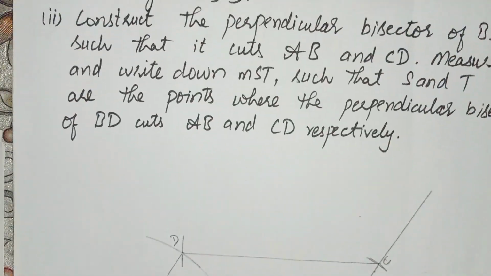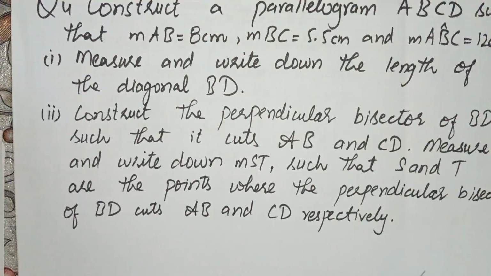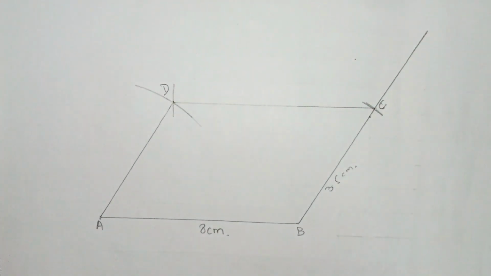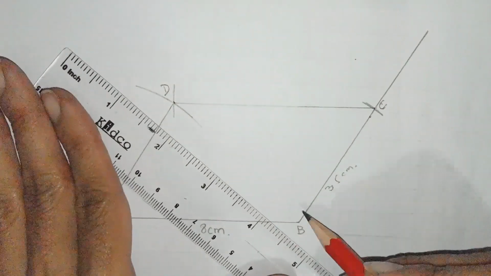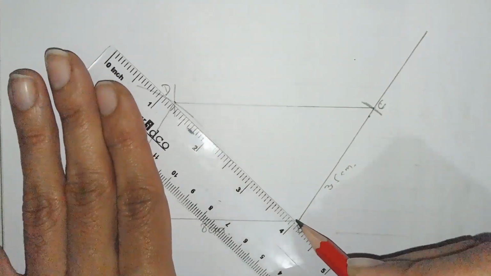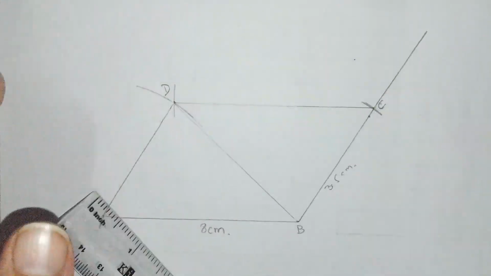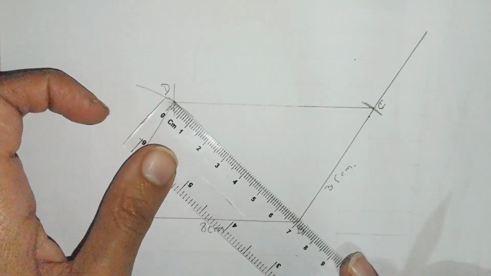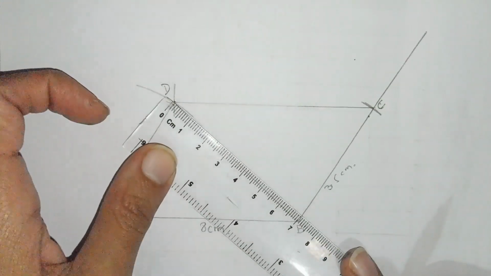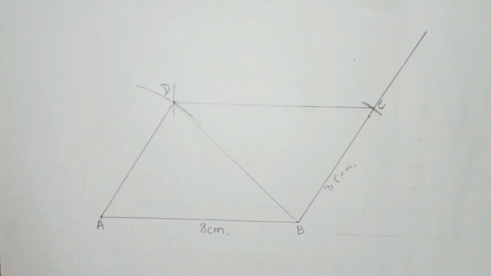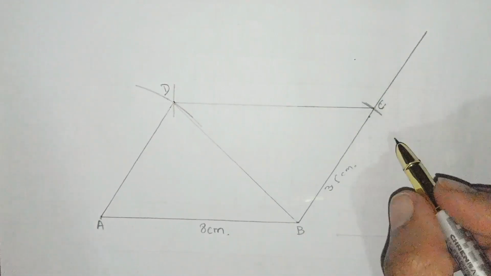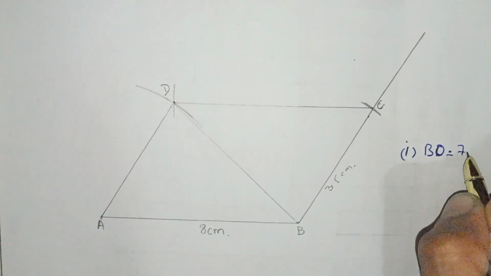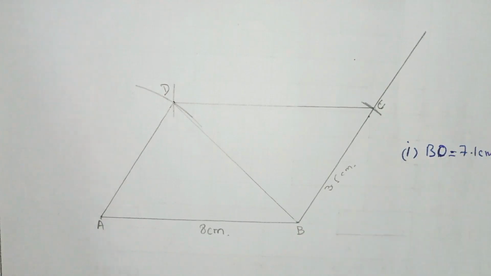Ready. Now in part number 1, measure and write down the length of the diagonal BD. Now I am measuring and writing down the length of this diagonal. This is the diagonal BD. First I am drawing that line. Then I am measuring it. And this is equal to 7.1 centimeter. Part number 1, BD is equal to 7.1 centimeter.